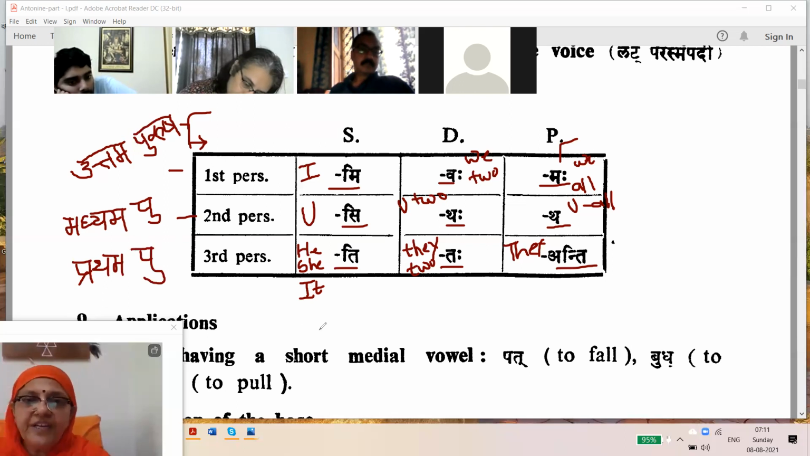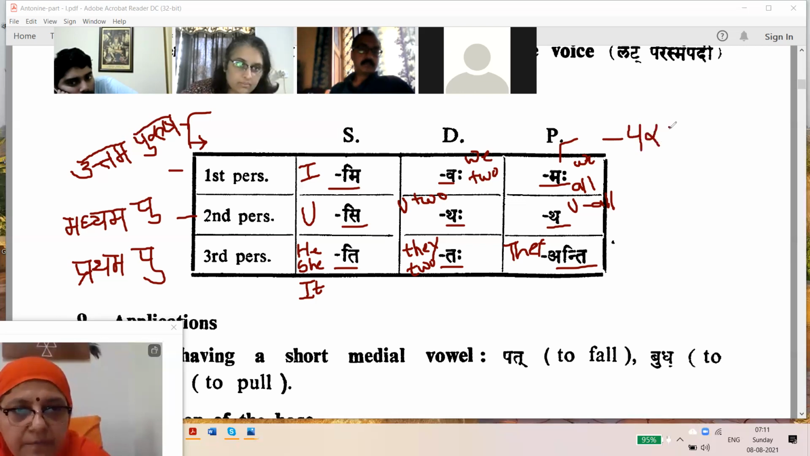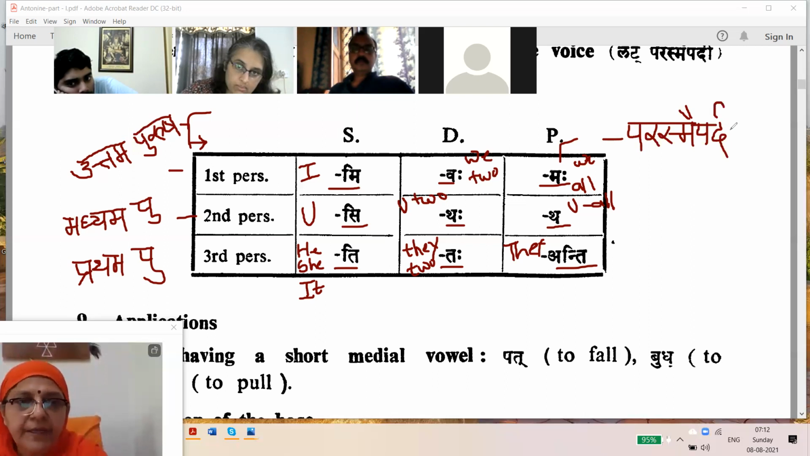And all these terminations are called Parasmaipadi. There are two types of termination. One is called Parasmaipadi and the other is called Atmanepadi. Right now we are seeing only Parasmaipadi. I think after 2 to 3 lessons, they may start with Atmanepadi.